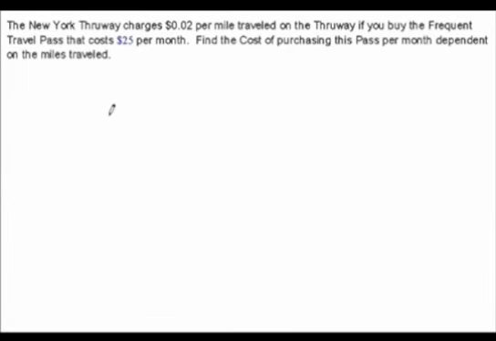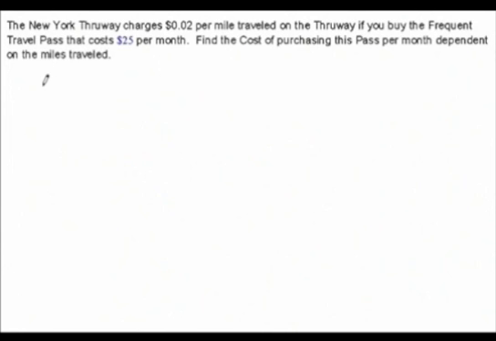Another example of a simple word problem that deals with a linear equation. And it's another one of those common ones. We'll start it off. The New York Thruway charges 2 cents per mile on the thruway if you buy the frequent travel pass that costs $25 per month. And I want to find the cost of purchasing this pass per month depending on the miles traveled. Total cost, the pass and how many miles you travel.